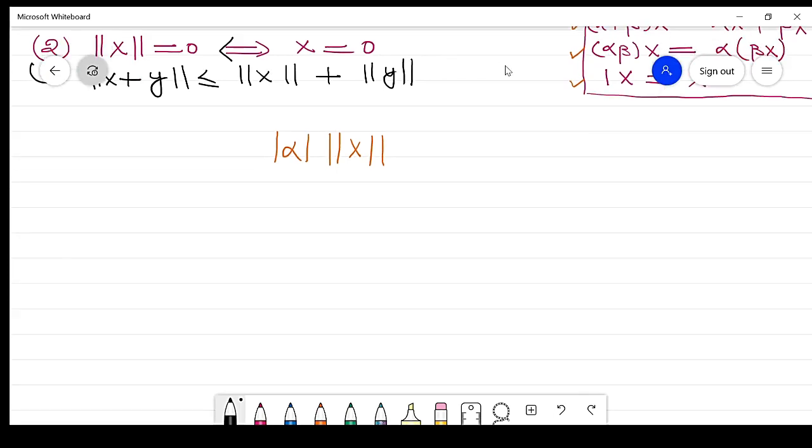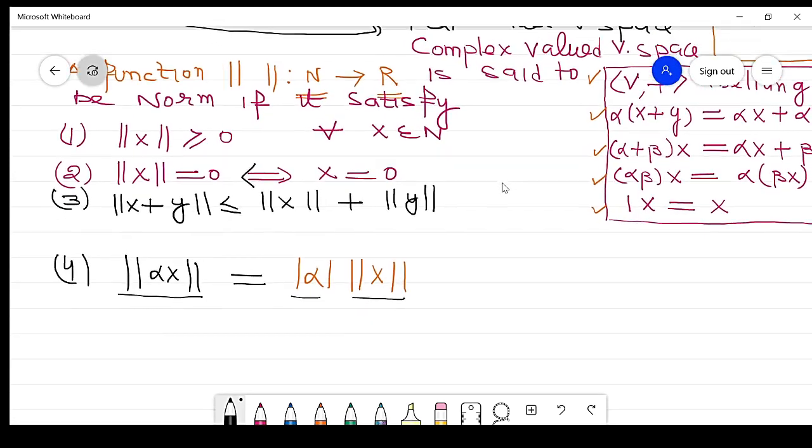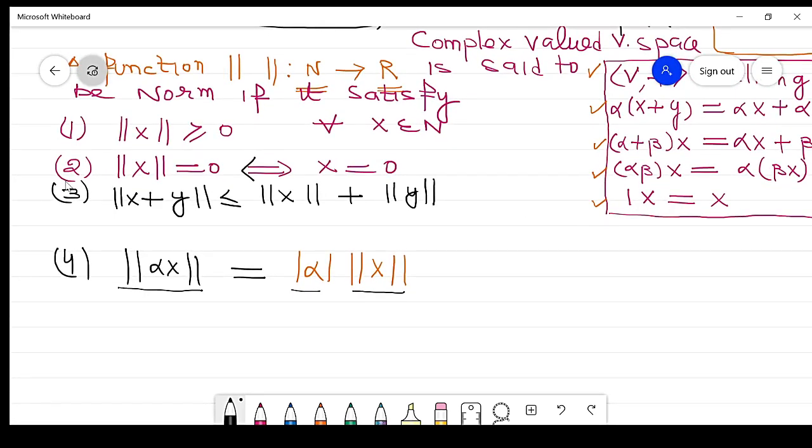Property number 4 is the norm of alpha x, which is the absolute value of alpha into the functional value of x, where alpha is some scalar. Now if this function satisfies all four properties, then this function is called a norm.